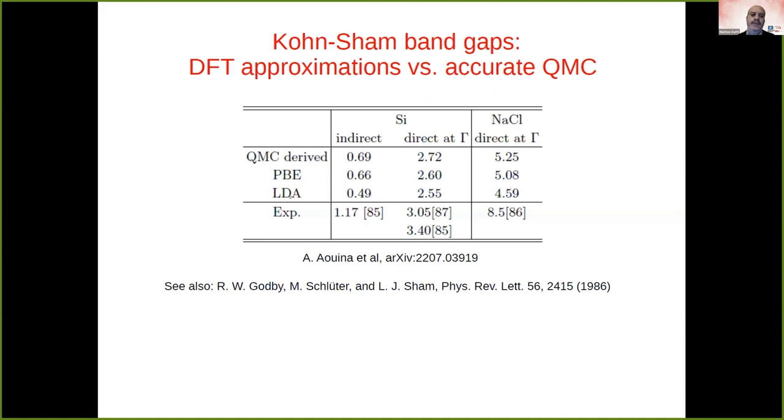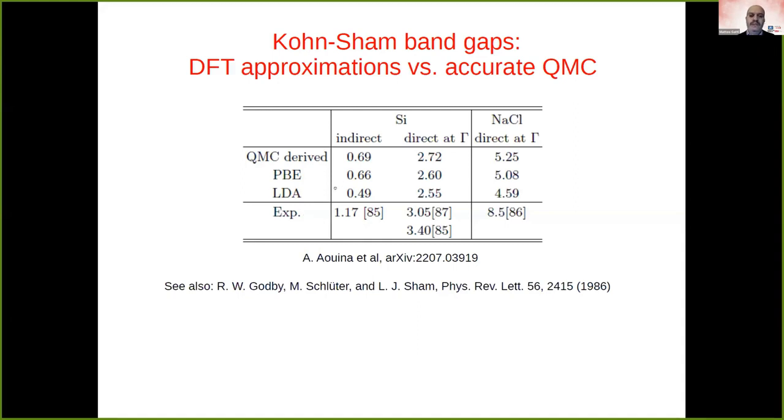And in this table, we have a comparison of the indirect and direct gap at gamma for silicon, or the direct gap at gamma for sodium chloride, between Quantum Monte Carlo, PBE, LDA, and the experiment, where the experiment is one where we obtain the band gap combining direct and inverse photoemission. These gaps instead are Kohn-Sham band gaps.